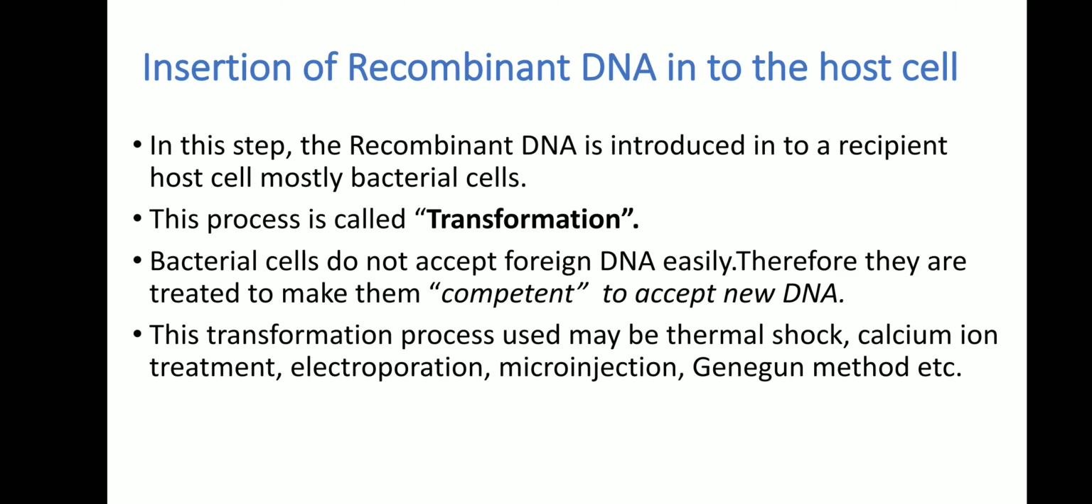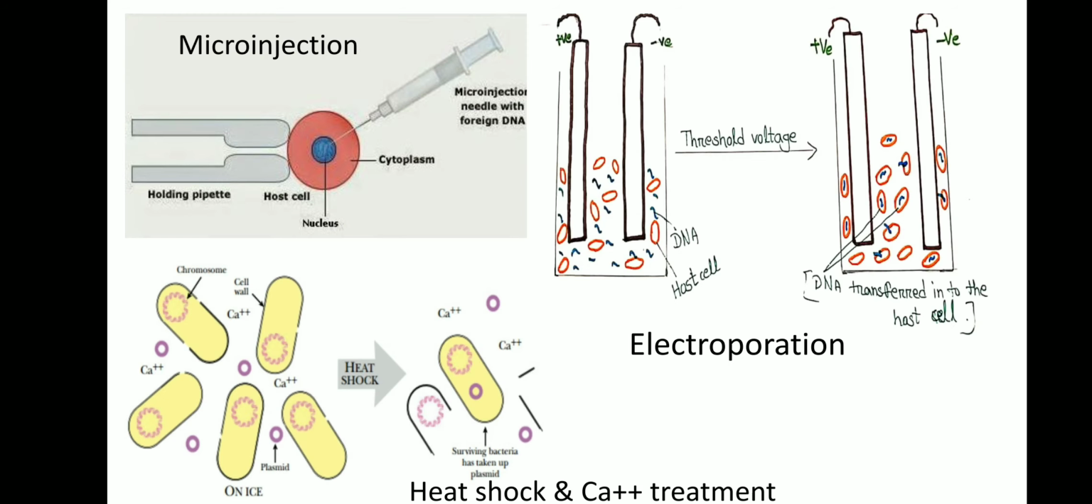So our next step is insertion of recombinant DNA into the host cell, which means transformation. We transfer the recombinant DNA into the host cell. How do we transfer the recombinant DNA into the host cell? Using various techniques, we transfer it into the host cell. Those techniques are the microinjection process, electroporation process, heat shock, calcium treatment process, gene gun method, etc.